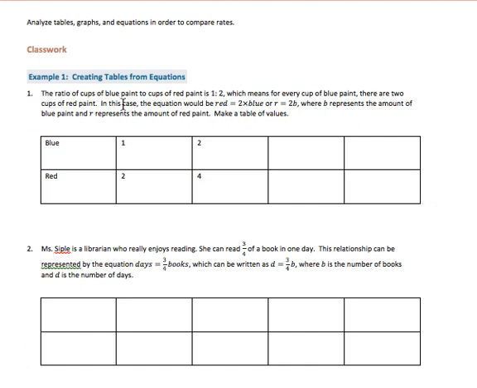The ratio translates into an equation that would be red is equal to 2 times blue, or to shorten it up, R equals 2 times B. Remember, you can show multiplication without a symbol when you are writing variables. So if there are 3 cups of blue paint, there would need to be 6 cups of red paint. 3 times 2 equals 6. And finally, if there are 4 cups of blue paint, you would need 8 cups of red paint. 4 times 2 equals 8.